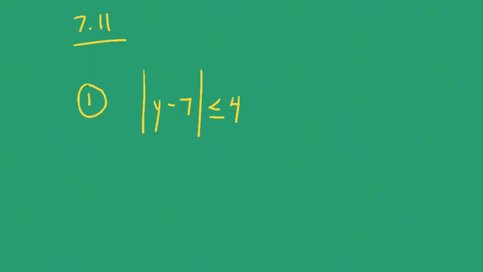Okay, 7.11. Number one, the absolute value of y minus 7 is less than or equal to 4. One thing I want to mention at the start is that anytime we have an absolute value, first, isolate the absolute value. In this case, that means we don't have anything to do, but if we had something besides the absolute value on the left side of the inequality symbol, maybe a -2, we'd get rid of the -2. We'll look at an example like that in a minute.